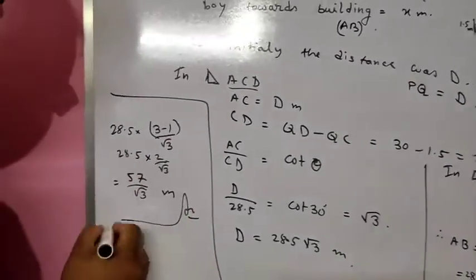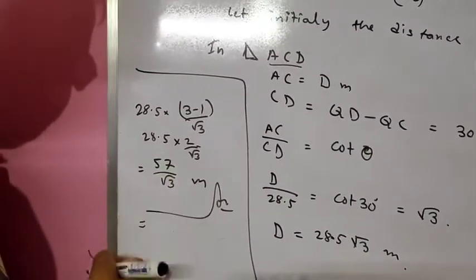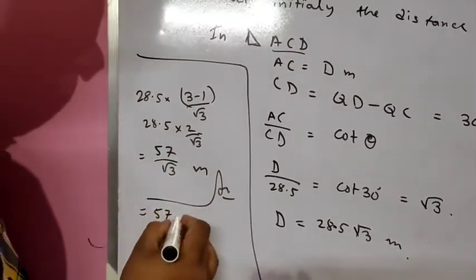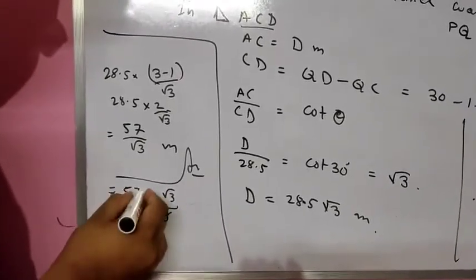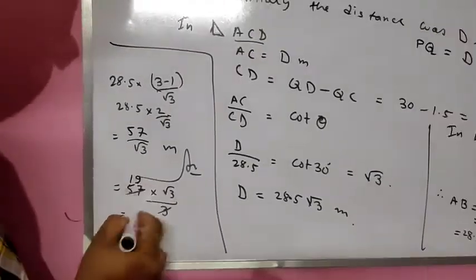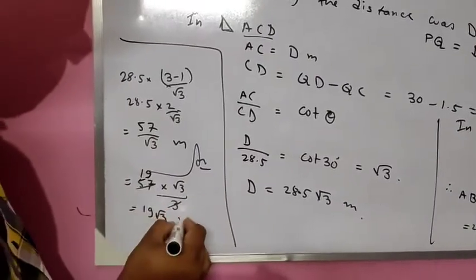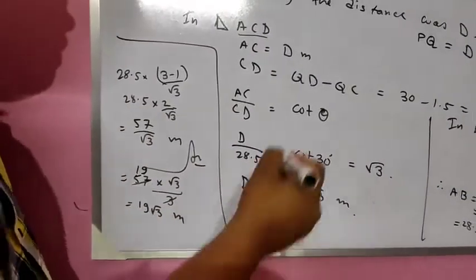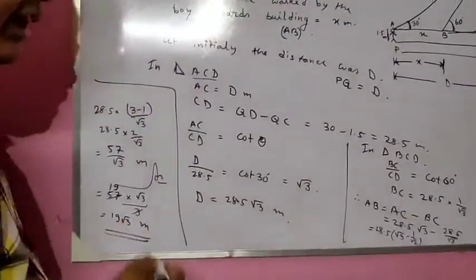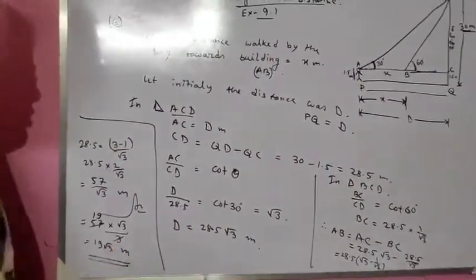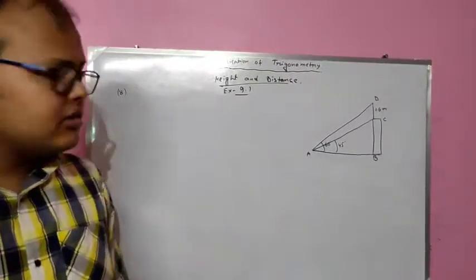You can rationalize the denominator here. So you will get 57 into root 3 divided by 3, and it will be cancelled out by 3. So it is 19 root 3 meter as the distance that he walked towards the building, and that is the answer asked of you. Let's move to the next sum.